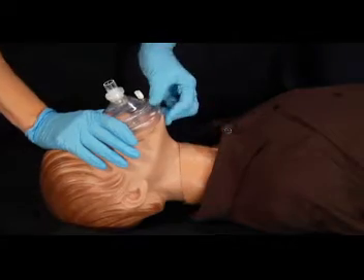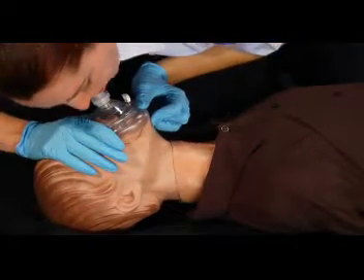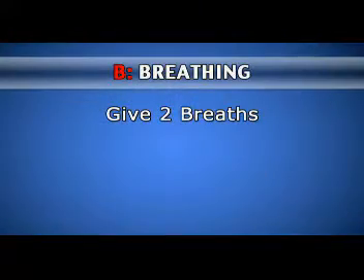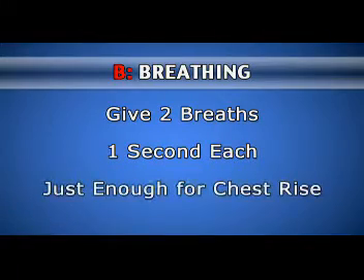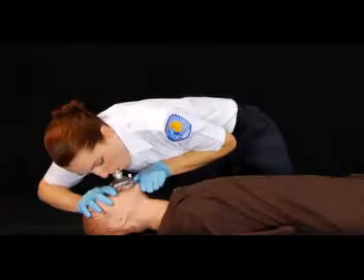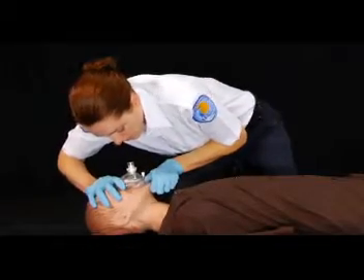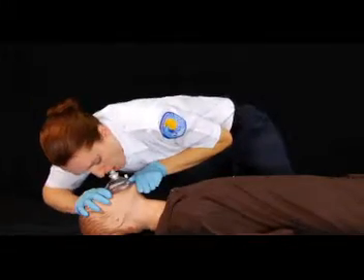If the victim is not breathing adequately, use a CPR barrier and give 2 rescue breaths for 1 second each. Provide just enough air to make the chest rise. Rescue breaths that are too forceful or too large can cause gastric distension and vomiting. If the chest won't rise with your rescue breath, reposition the head and try again.